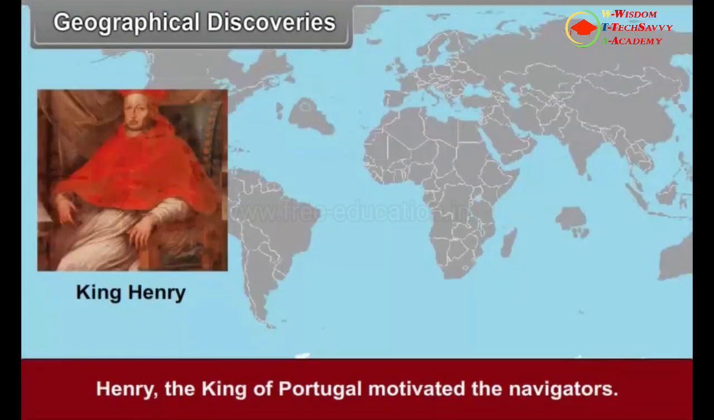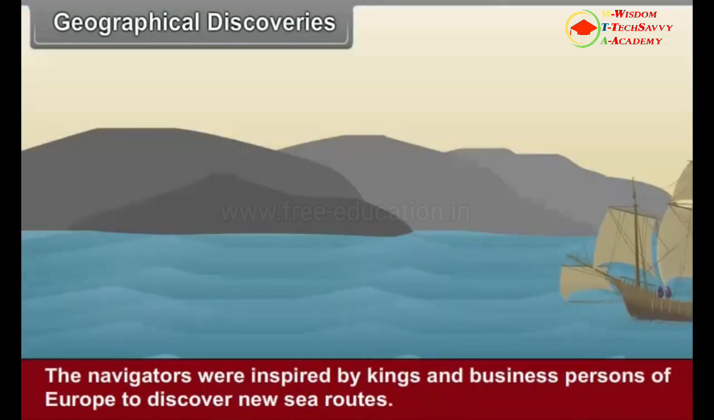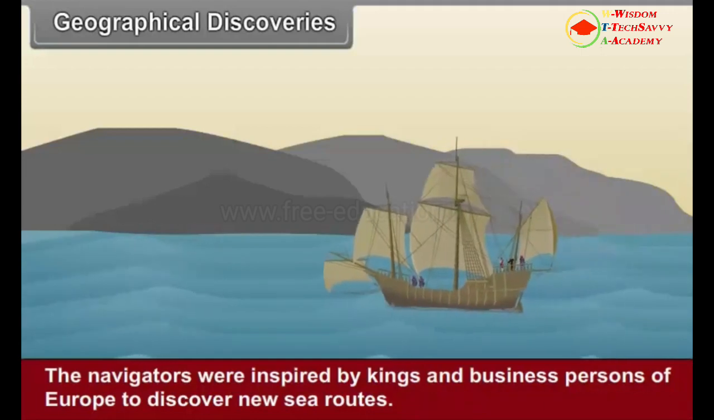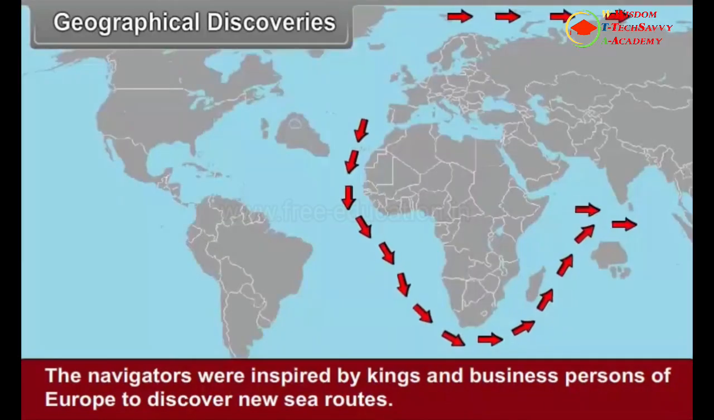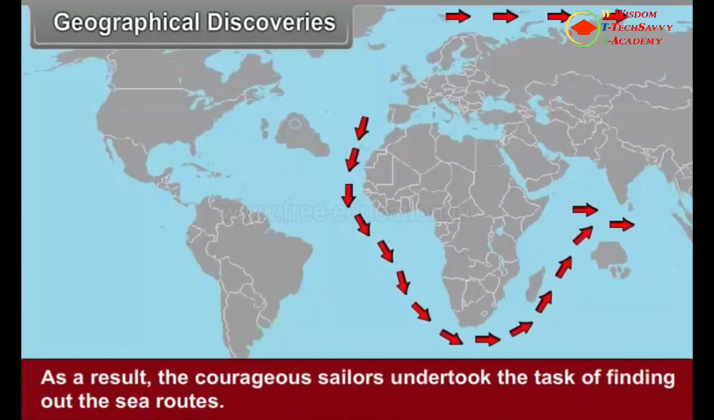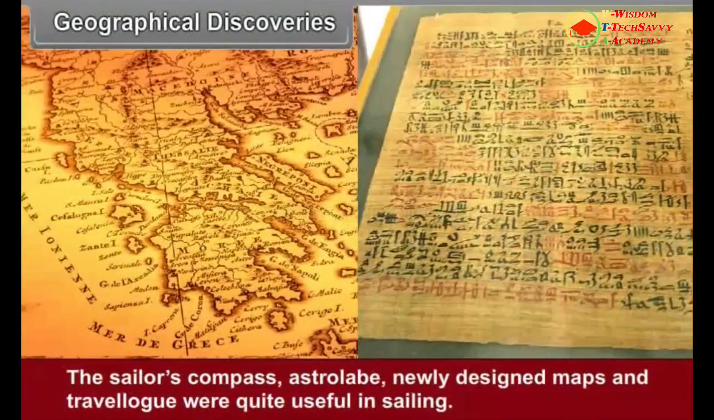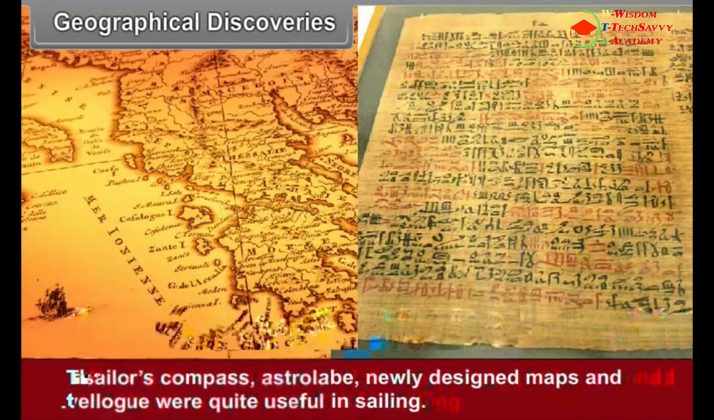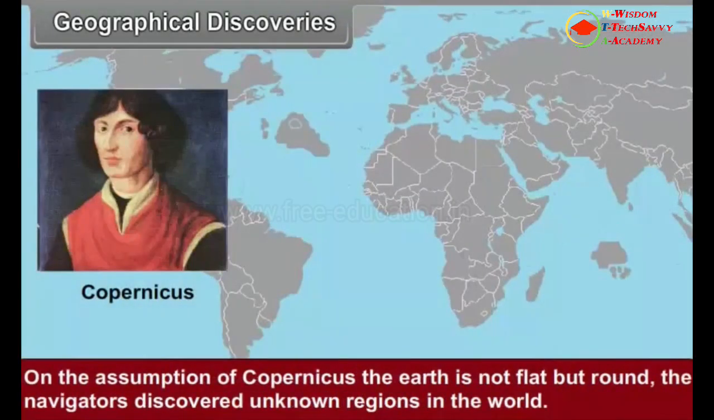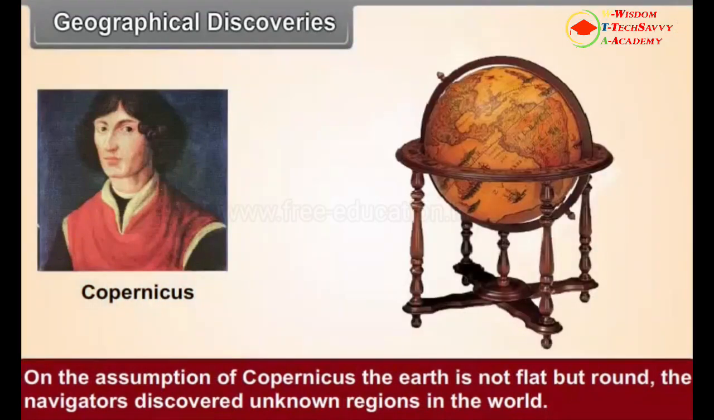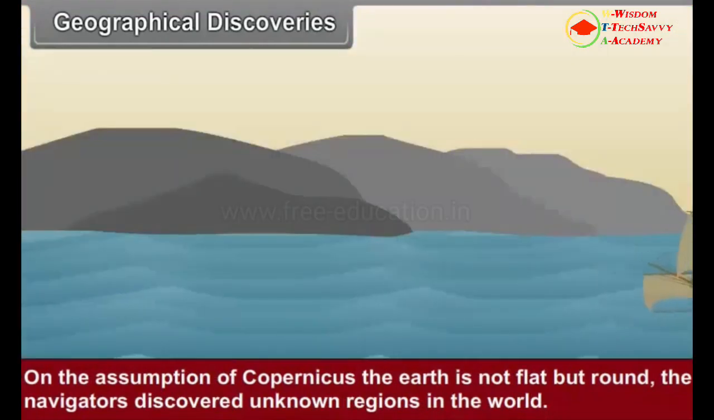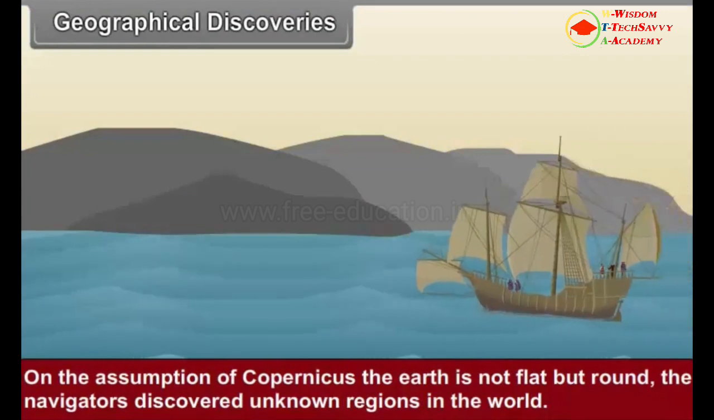Henry, the King of Portugal, motivated the navigators. The navigators were inspired by kings and business persons of Europe to discover new sea routes. As a result, courageous sailors undertook the task of finding the sea routes. The sailor's compass, astrolabe, newly designed maps, and travelogues were quite useful in sailing. On the assumption of Copernicus that the earth is not flat but round, the navigators discovered unknown regions in the world.